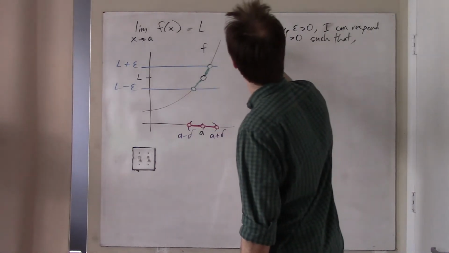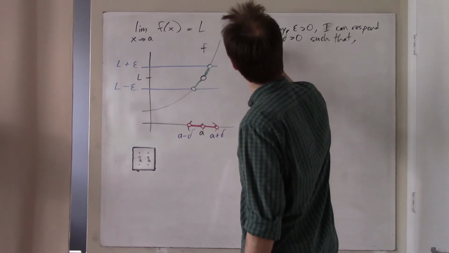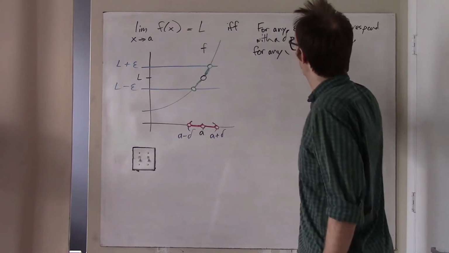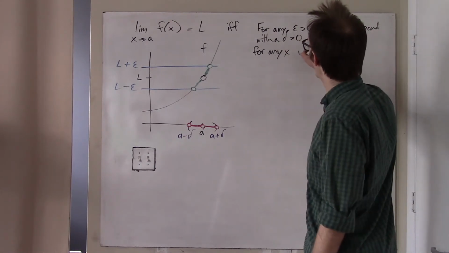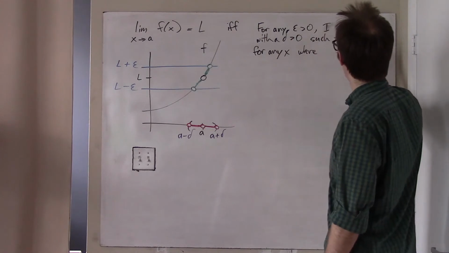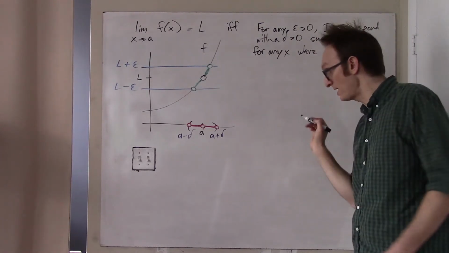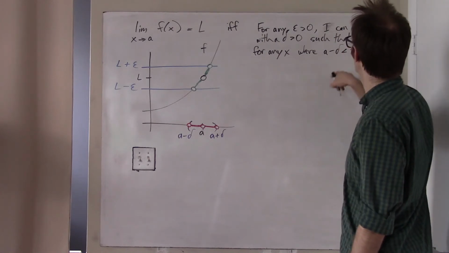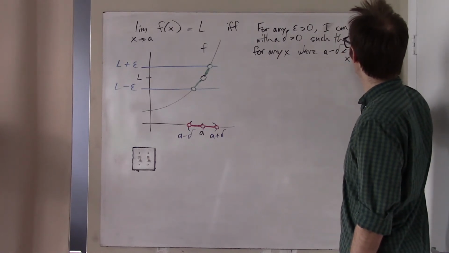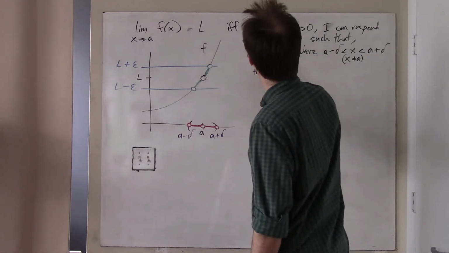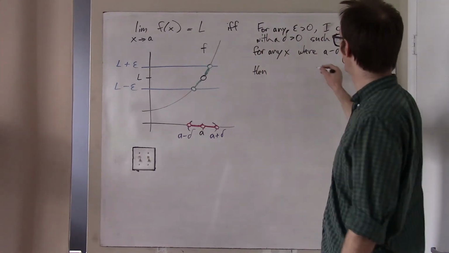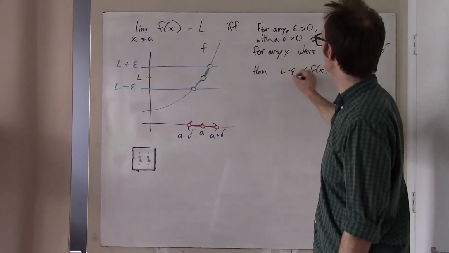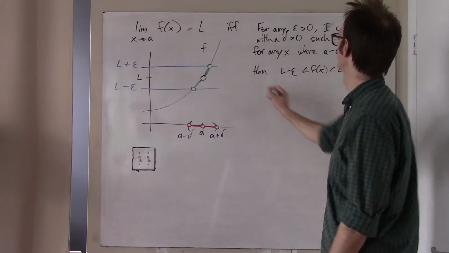So that for any x where x is between A minus delta and A plus delta, by the way, I don't want to talk about A, then the output of the function will be between L minus epsilon and L plus epsilon.